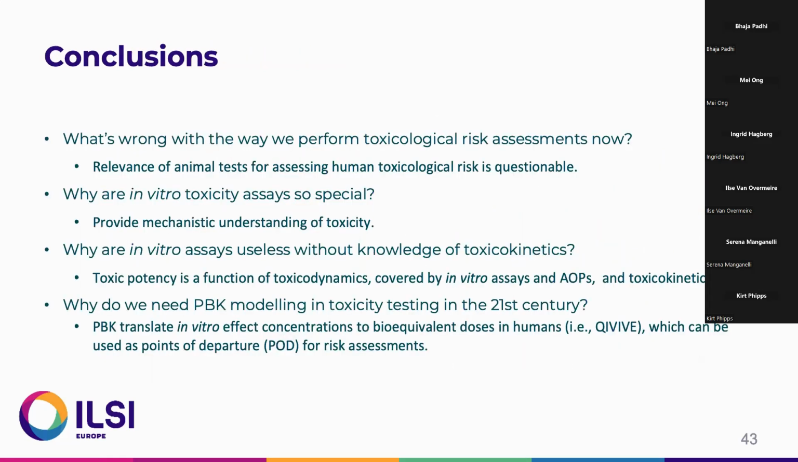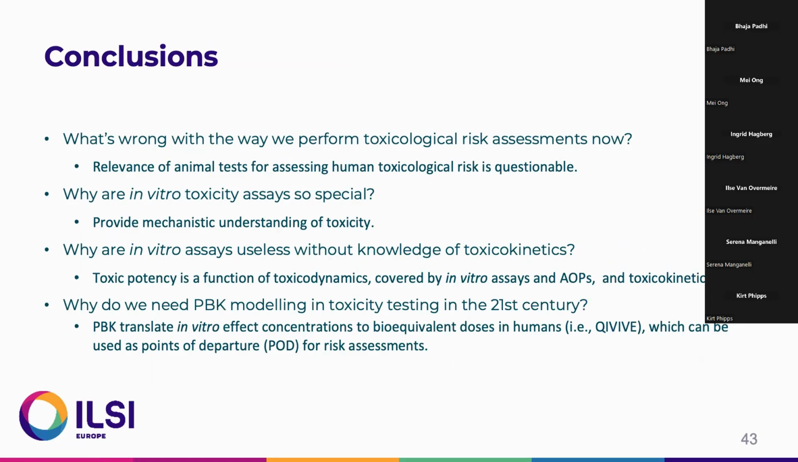So that brings me to my conclusions. I've hopefully answered the questions that I set at the beginning of this presentation. What's wrong with the way that we perform toxicological risk assessments now? Well, the relevance of animal tests for assessing human toxicological risk is questionable. There are issues there. And why are in vitro assays so special in this case?